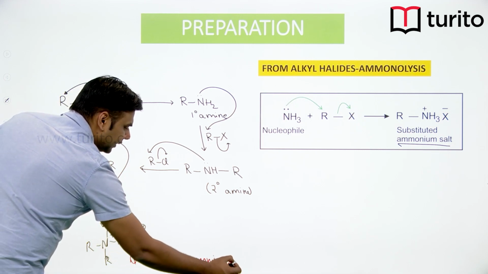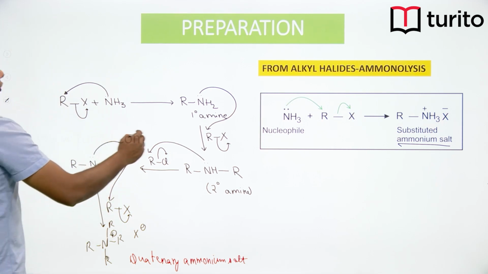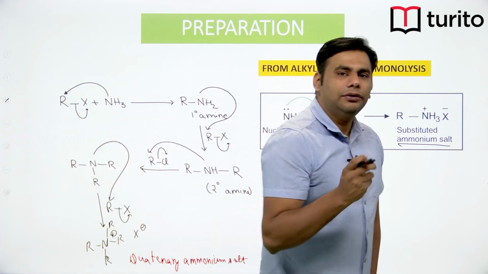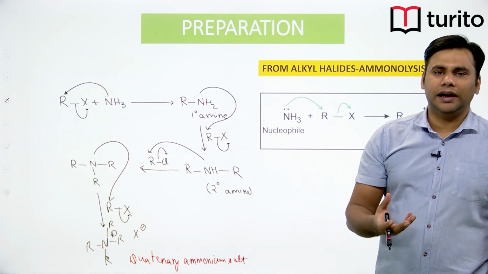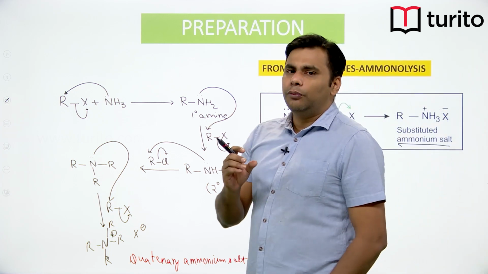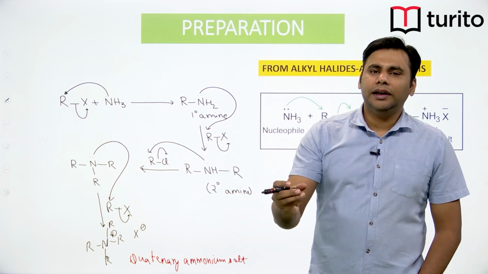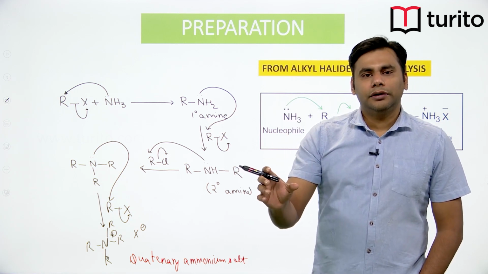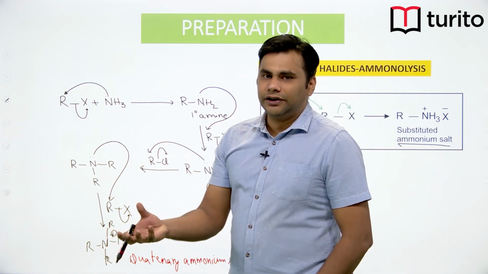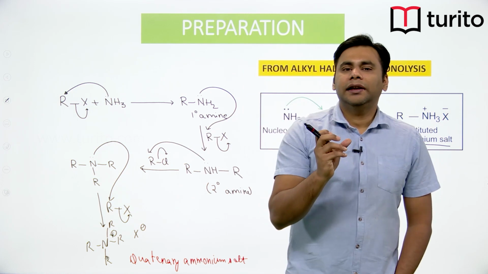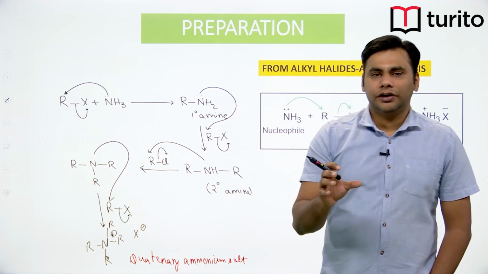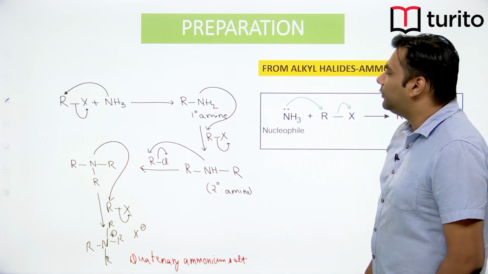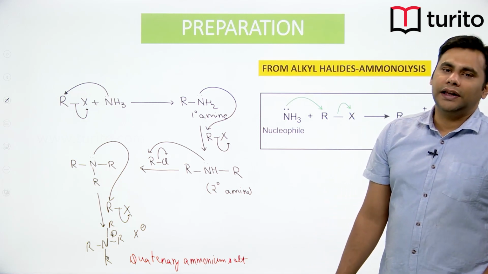So in this reaction, it is difficult for us to stop the reaction at the 1 degree amine. Suppose you are taking ammonia and to this you have added RX, any alkyl halide. Some portion of ammonia attacks the alkyl halide and forms RNH2. Once RNH2 is formed, its nucleophilic strength increases, so it will go and attack the RX molecule that was there in the mixture. Hence multiple alkylation occurs in the reaction. So from this process we will not be able to prepare 1 degree amine effectively.